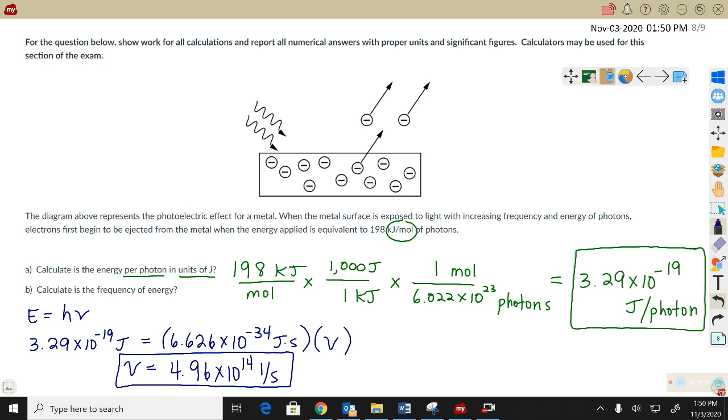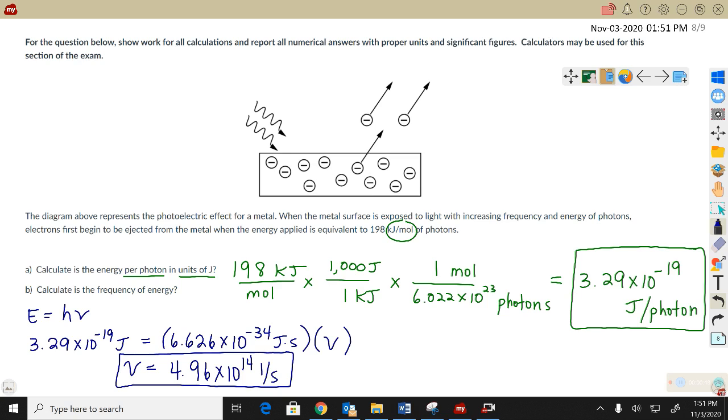When the metal's surface is exposed to light with increasing frequency and energy of photons, electrons first begin to be ejected from the metal when the energy applied is equivalent to 198 kilojoules per mole of photons. I want to change that to units of joules per photon. That's part A. Calculate the energy per photon in units of joules.